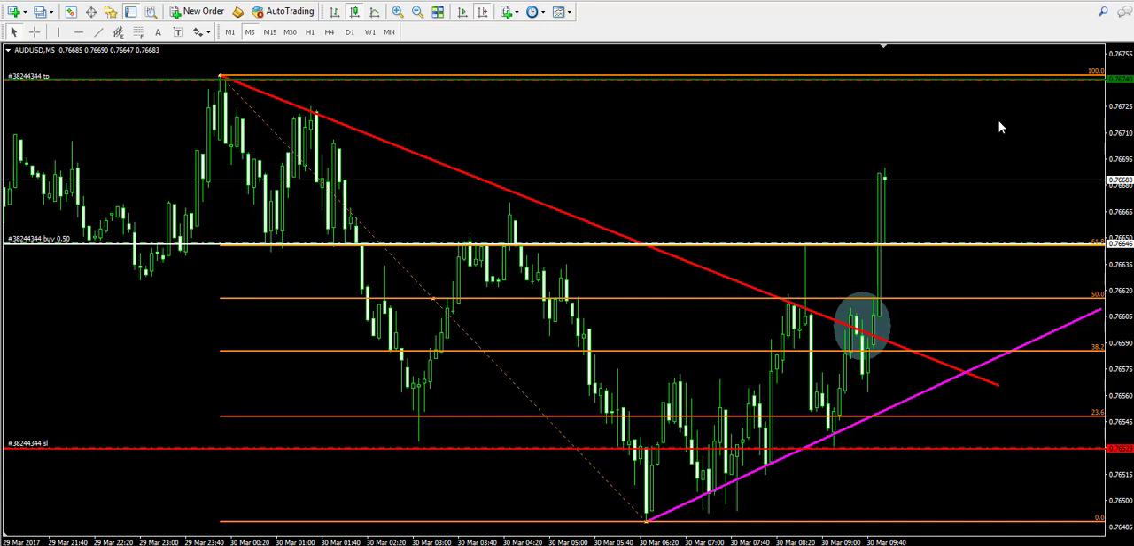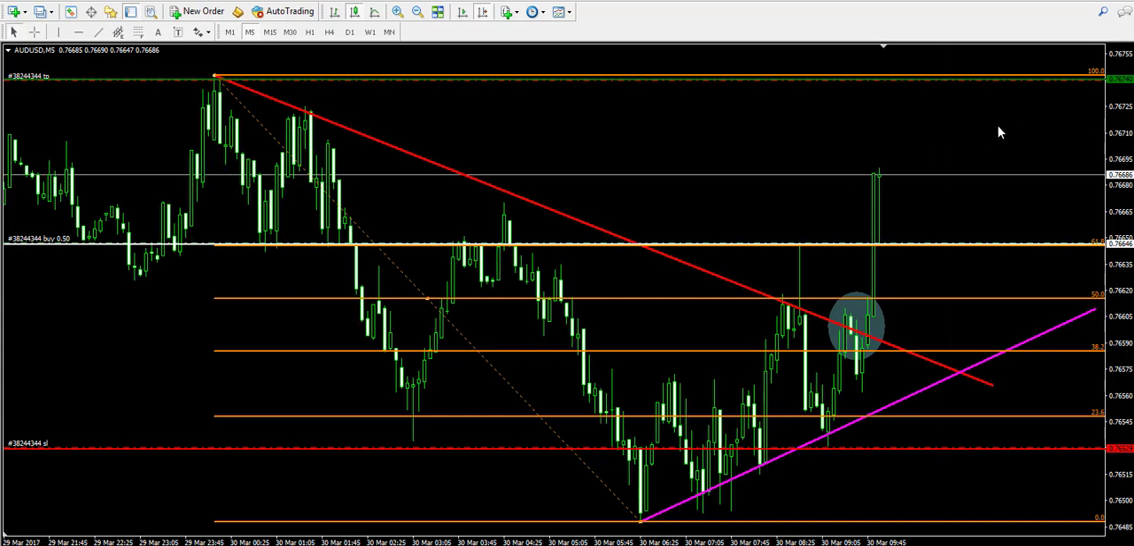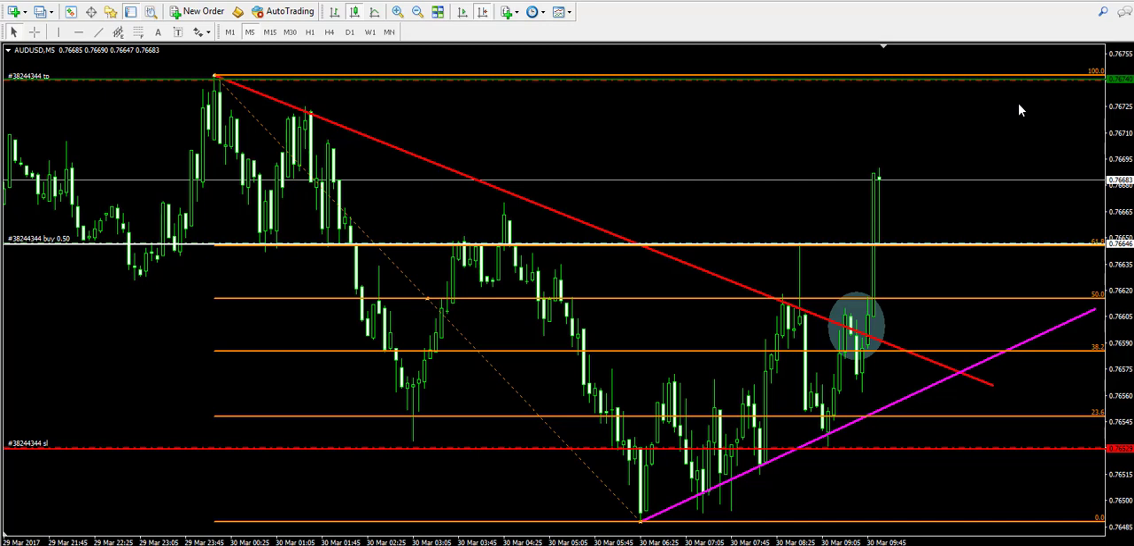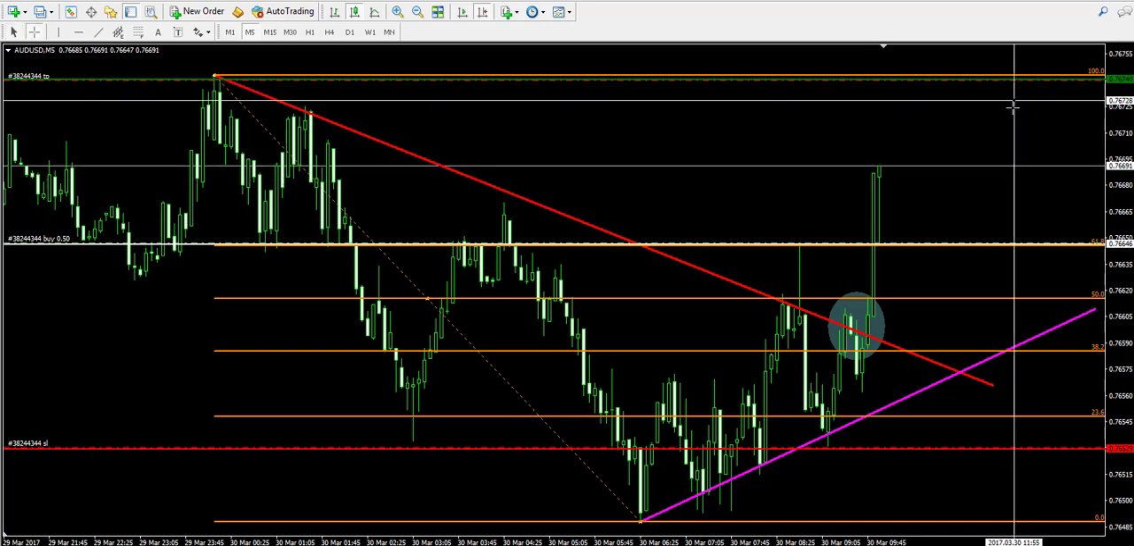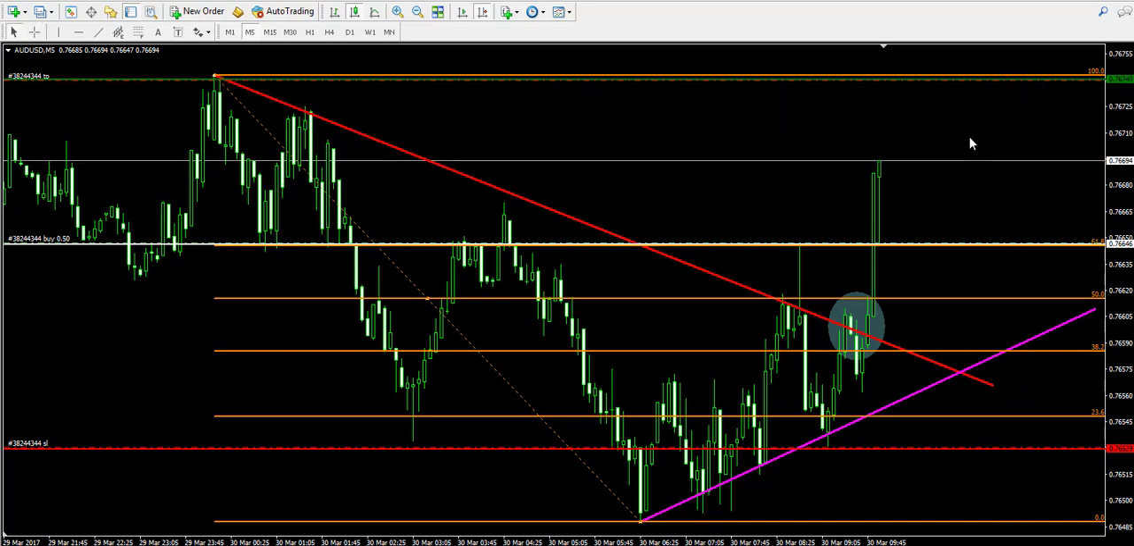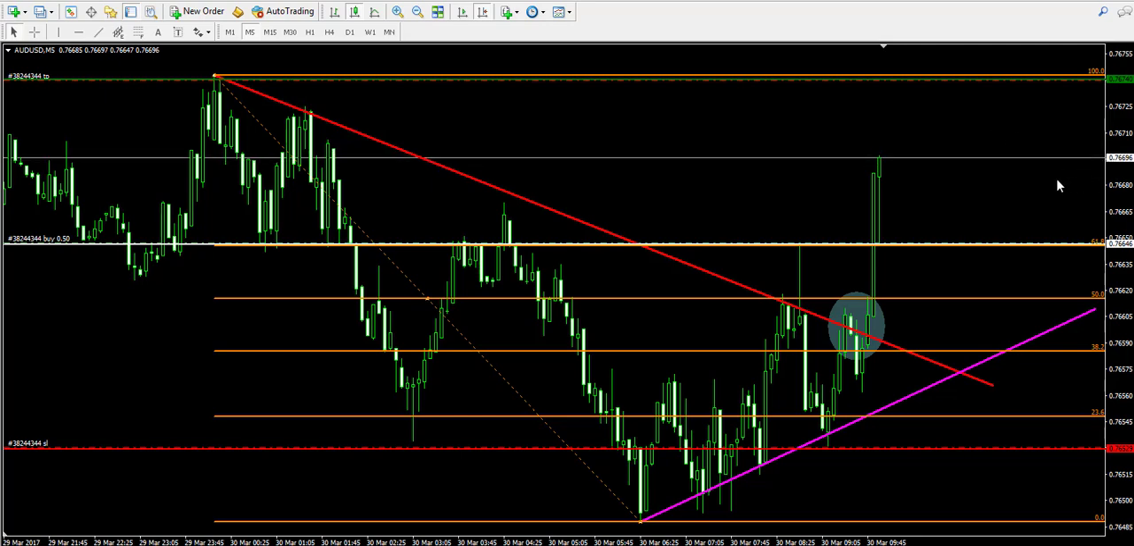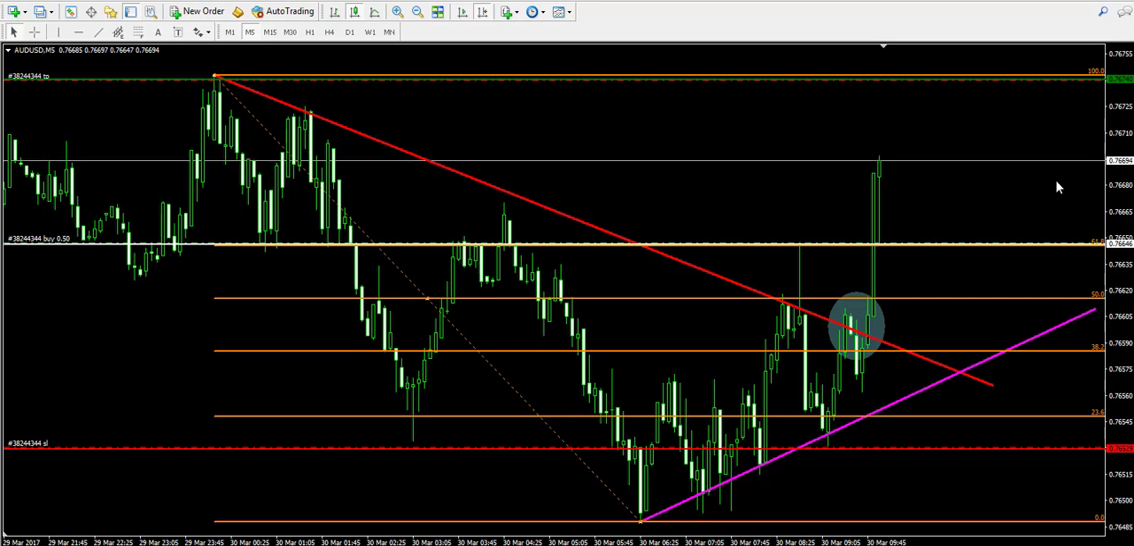Okay, when we divide the 10 pips target by the entry price of 0.7664, we get that this trade is shooting for 0.13% profit. Meaning that if the price hits our take profit order and we stay in the trade until the end, we will collect a profit of 0.13% on the capital invested in the trade.